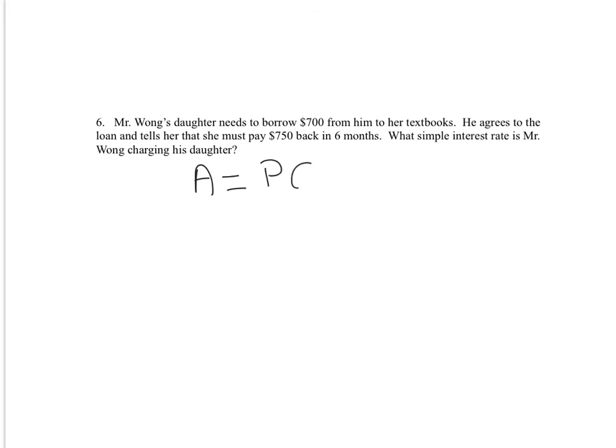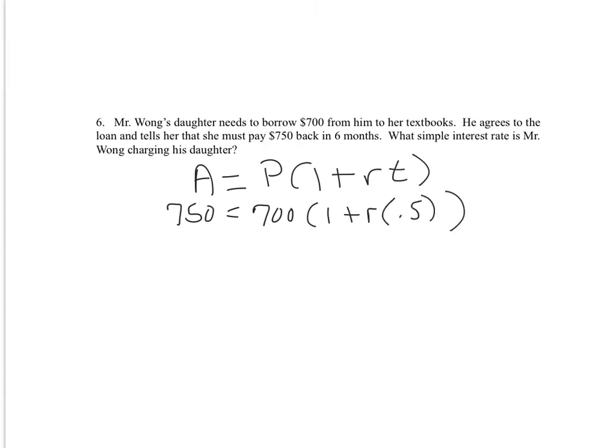A equals P times 1 plus R times T. And we do know what the final amount is she has to pay back. That's $750, so that goes in for A. P is the amount she borrowed, which is $700. 1 plus, do we know the interest rate? No, that's what we want to find. So we're going to have to leave R as our variable, but I do know the T. She's paying this back in 6 months. Remember, time has to be in years. So 6 divided by 12 is 0.5, half of a year.